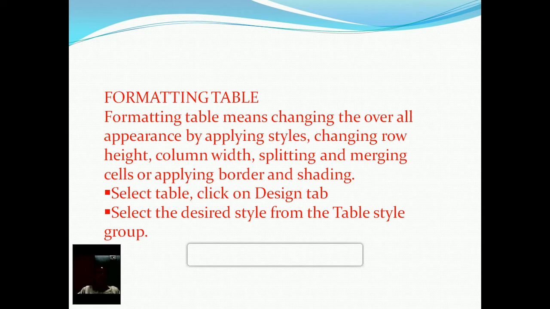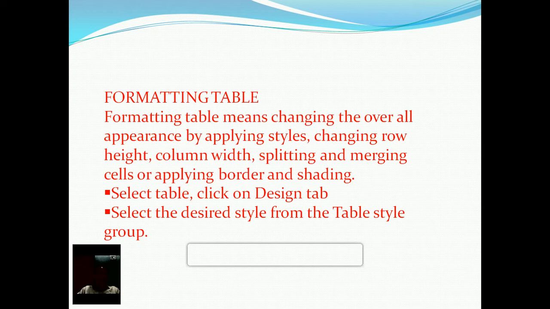All of you know we can apply different table styles for the table, and also we can increase or decrease the height of the row, and also we can increase or decrease the width of the column, as well as splitting cell, which means dividing one cell into more than one cell, and merging means combining or joining two or more cells together as a single cell. And applying border, we can give a special effect on the outline of the table by the feature of border and shading.